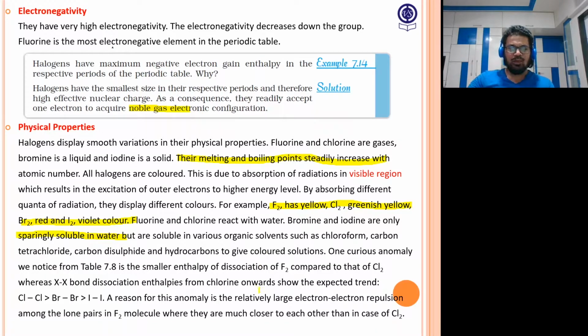Then, an important point, which I had explained, they have given here again. One curious anomaly is there: the smaller enthalpy of dissociation of fluorine as compared to Cl2. I told you the order. Bond dissociation enthalpy among halogens: Cl2 greater than Br2, greater than F2, then I2. The trend is not simply chlorine, bromine, and then iodine. In fact, it's chlorine, bromine, fluorine, and then iodine. And that's because of the large electron-electron repulsion. That's the issue there. Clear, everyone? Okay. Then.